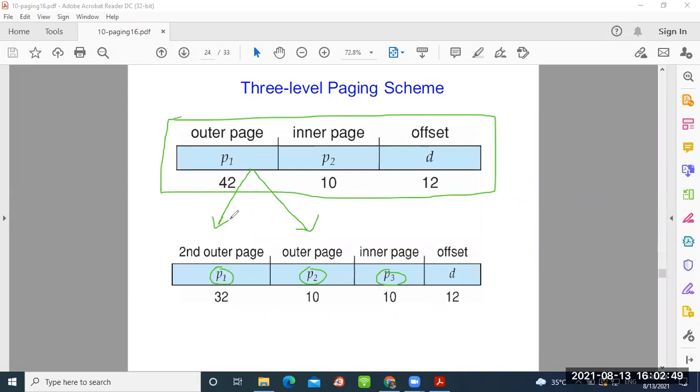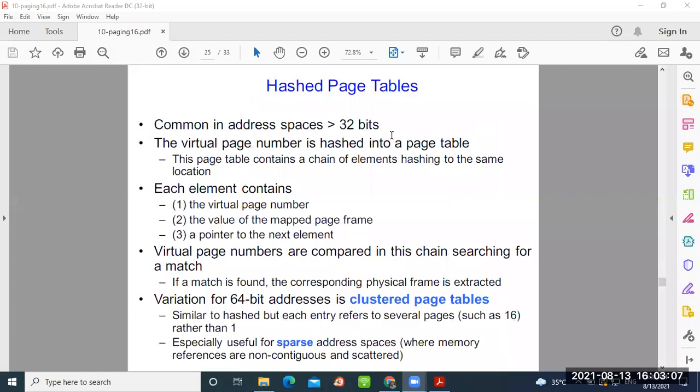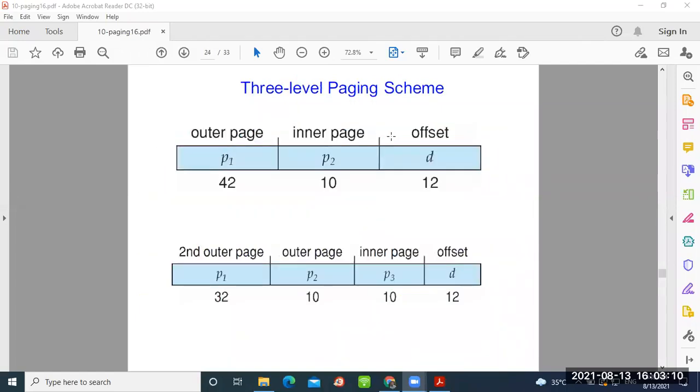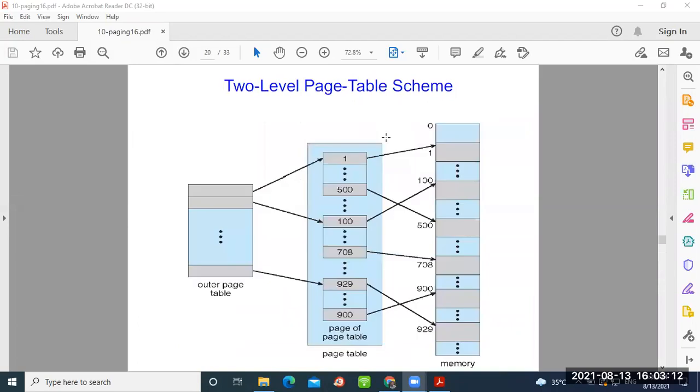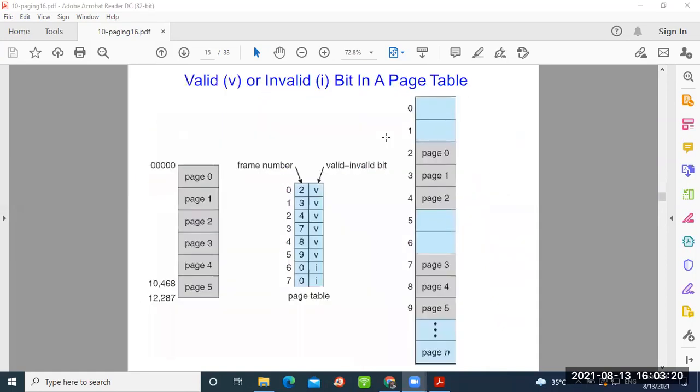Just remember, as the number of levels increases, the number of pages, or the number of page tables, will also increase, because it has the table concept. Just remember this one, this two-level paging. And another important topic is how we can invert page table content.